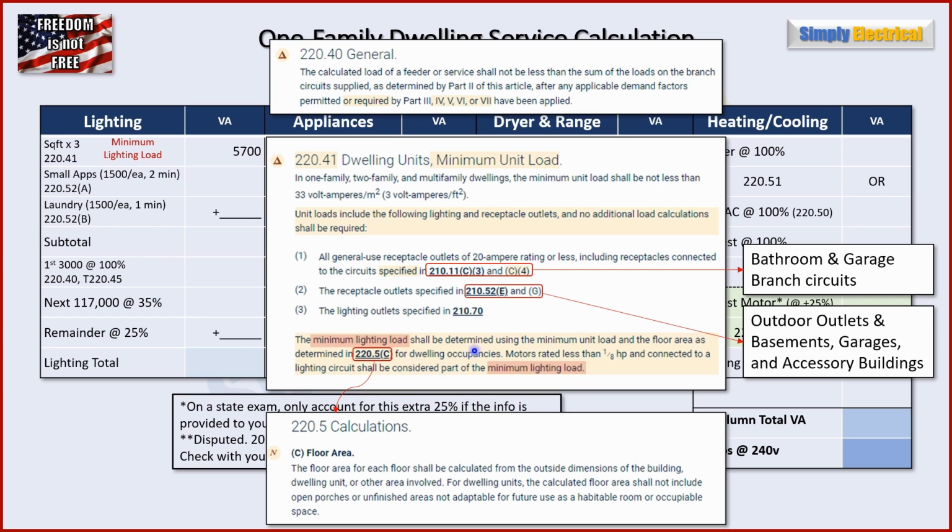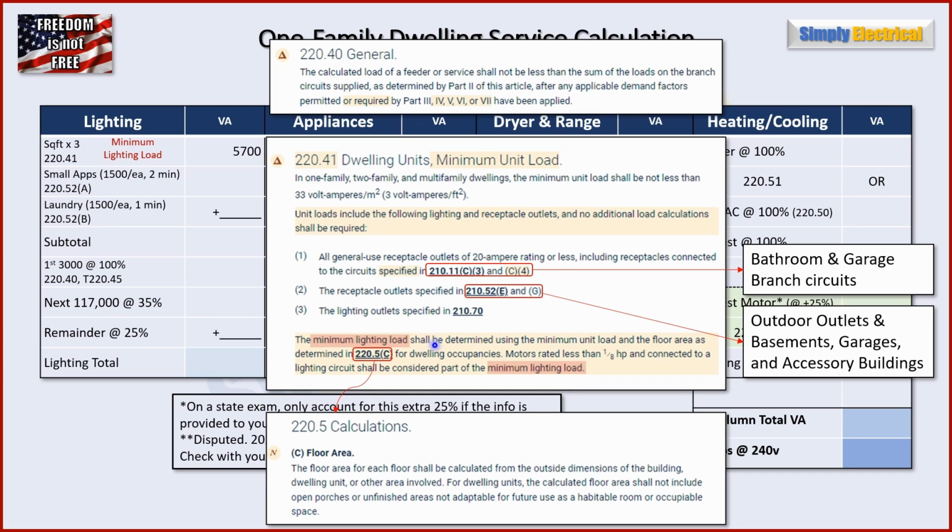So first of all, this tells us that you have to take the minimum unit load and the floor area to determine the minimum lighting load. So you're going to take the floor area, which is 1900 square feet, and multiply by 3 volt amperes, because it's 3 volt amperes per square foot. So 3 times 1900 is 5700. And that number, 5700, covers all of these outlets in these 3 areas.